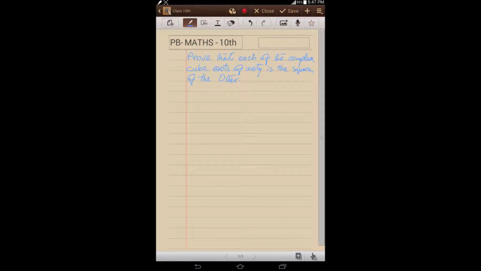Prove that each of the complex cube root of unity is the square of the other. So we'll prove that. What are complex cube roots of unity? There are two complex cube roots of unity. One is -1 plus √-3 divided by 2, and the other one is -1 minus √-3 divided by 2.